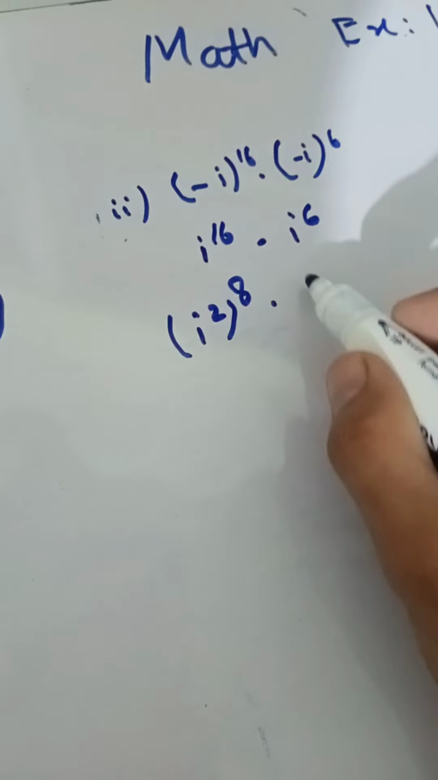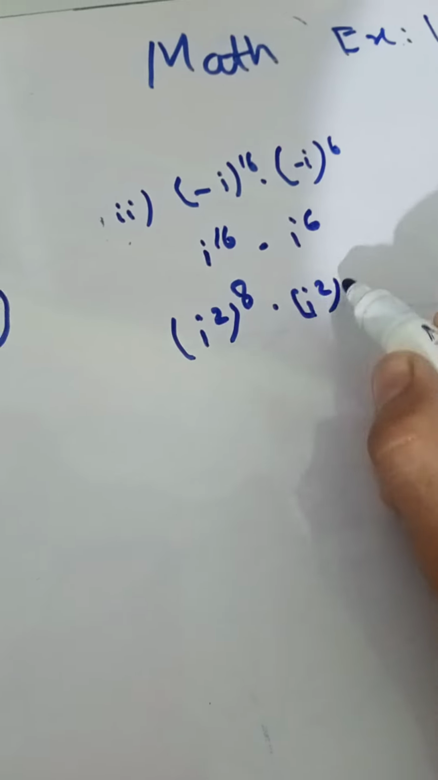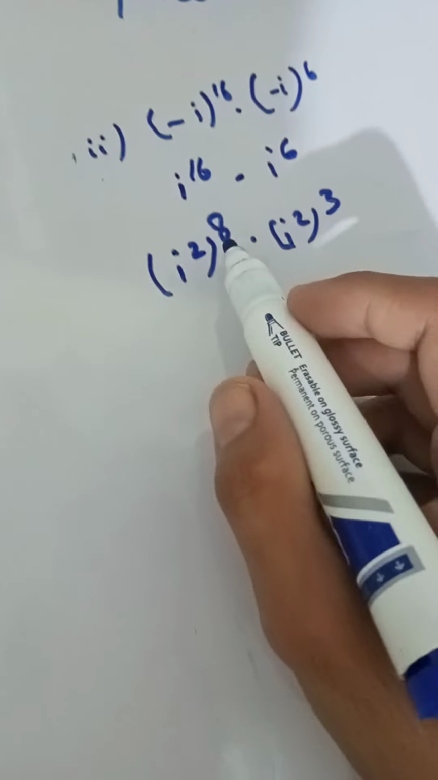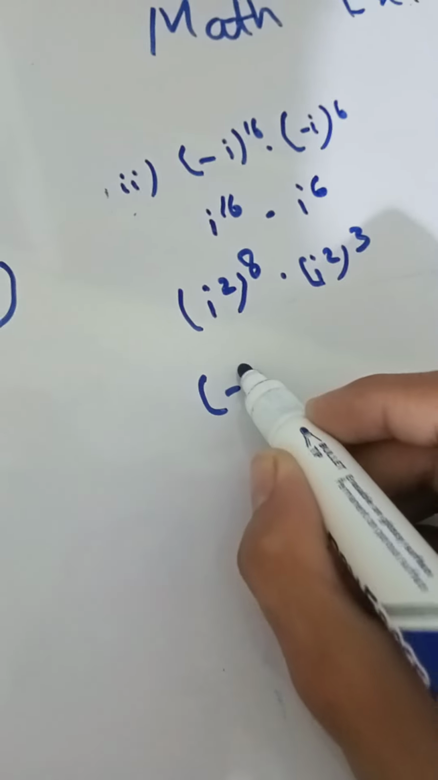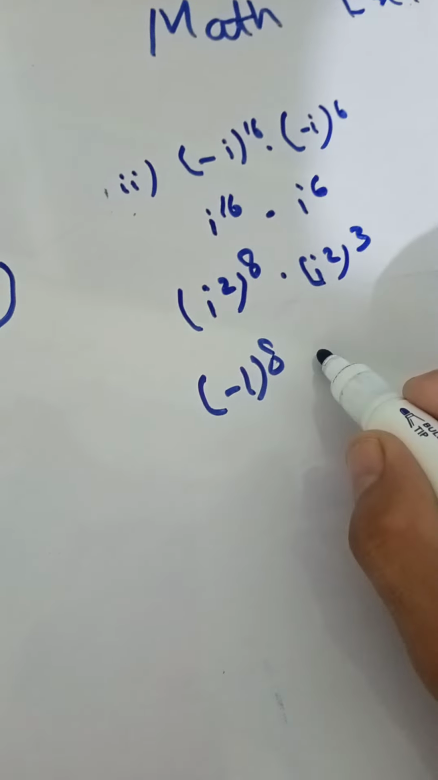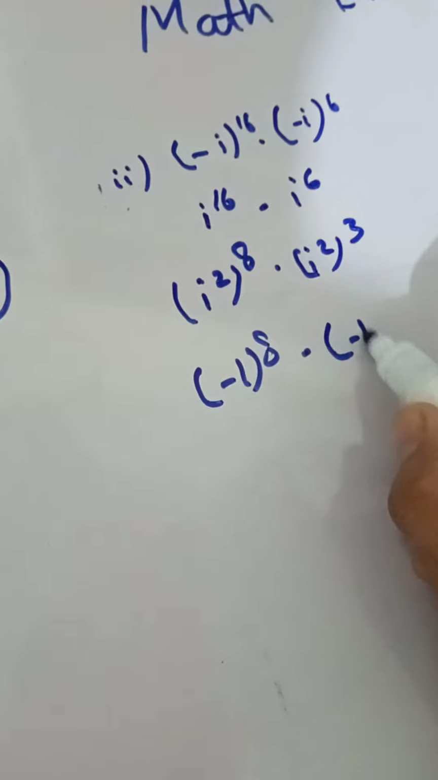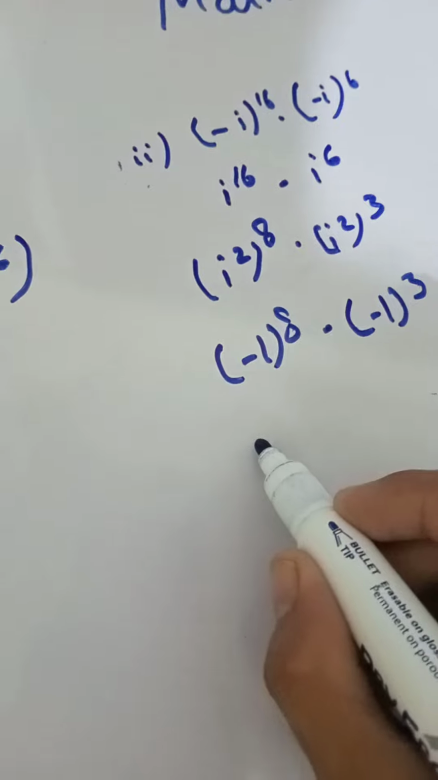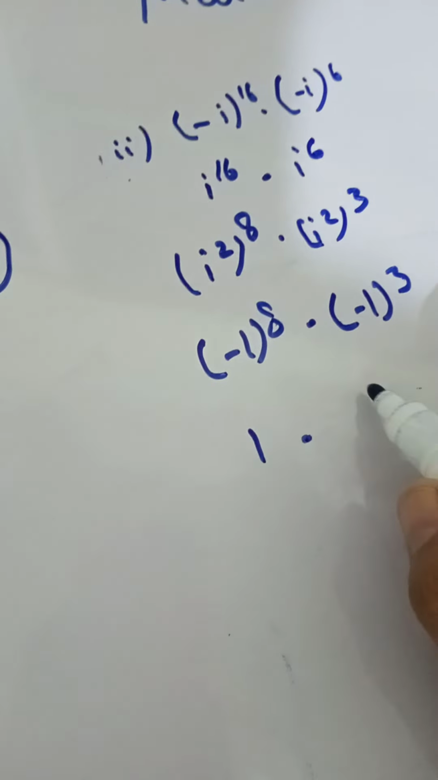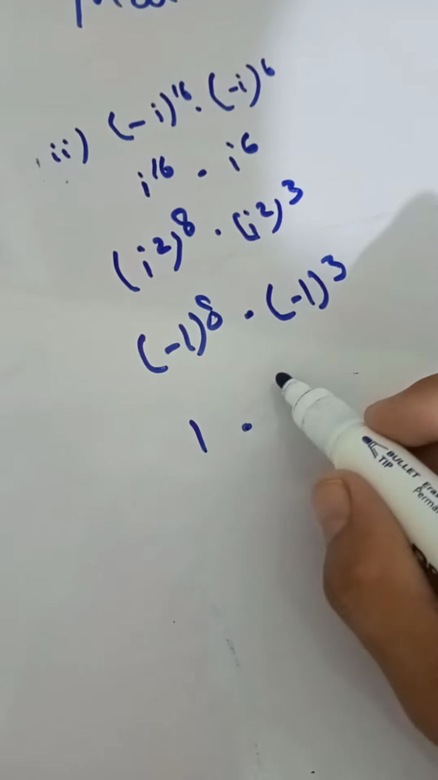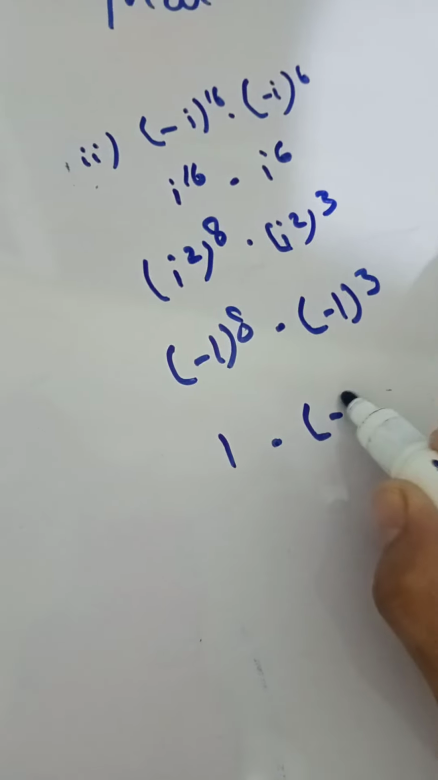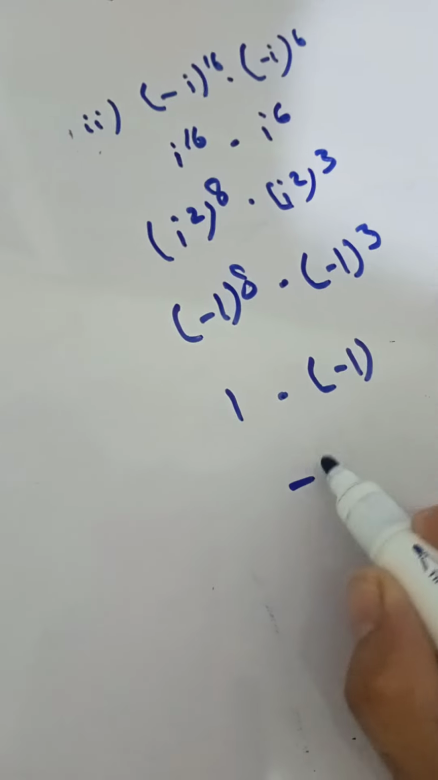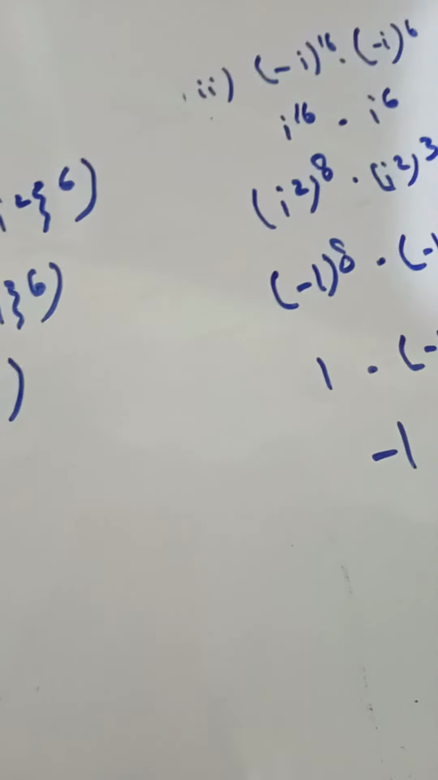Now same method: iota square 8 to the 16, multiplied by iota square 3 to the 6. After that, what is the outside square value? Minus 1 dot again minus 1 power 3. If the power is even, it will directly cancel the minus, so it will be 1. And here the power is odd, so minus 1 will remain minus 1, so it will be plus minus minus 1, so it's minus 1.